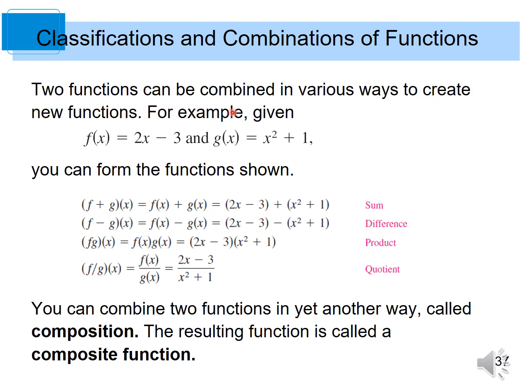Two functions can be combined in various ways to create new functions. For example, given two functions f(x) and g(x), you can form the new function f plus g of x. You can take f(x) plus g(x), then you have a new function. You can simplify. And the same goes for the difference, product and quotient. You can combine two functions in yet another way, called composition. The resulting function is called a composite function.